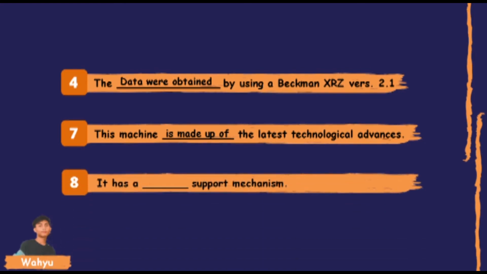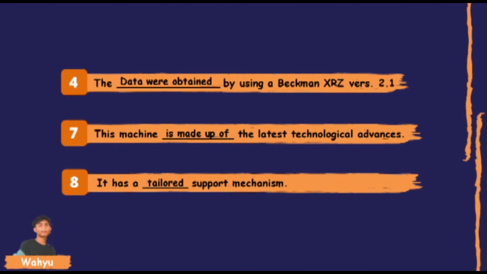And the third one is number 8. The sentence is: it has a blank support mechanism. And the answer is tailored. So the full sentence is: it has a tailored support mechanism. And the word tailored in number 8 means disesuaikan. The word tailored here is used as an adjective to describe the support mechanism. So the full sentence in bahasa is benda itu memiliki mekanisme pendukung yang disesuaikan.